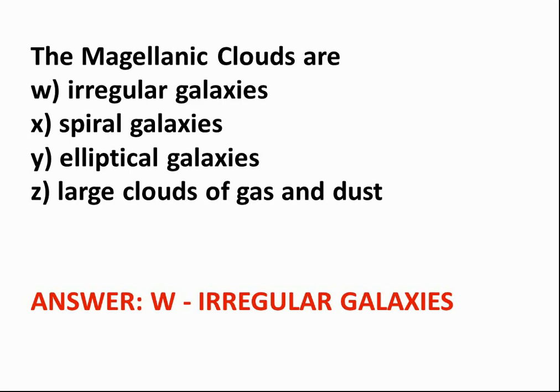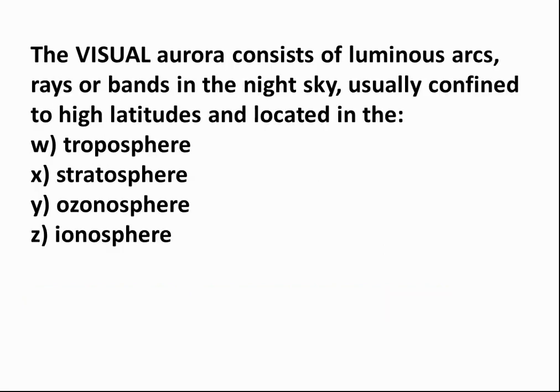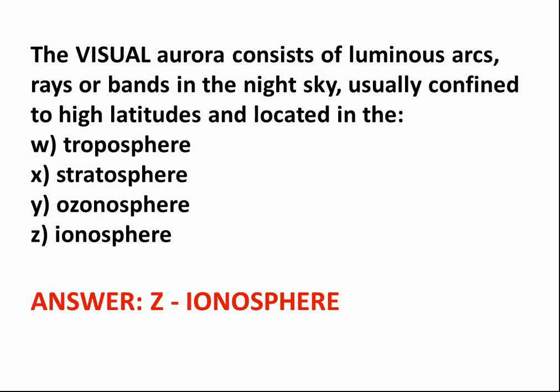Answer: W. Irregular galaxies. The visual aurora consists of luminous arcs, rays or bands in the night sky, usually confined to high latitudes and located in the W. troposphere. X. stratosphere. Y. ozonosphere. Z. ionosphere. Answer: Z. ionosphere.